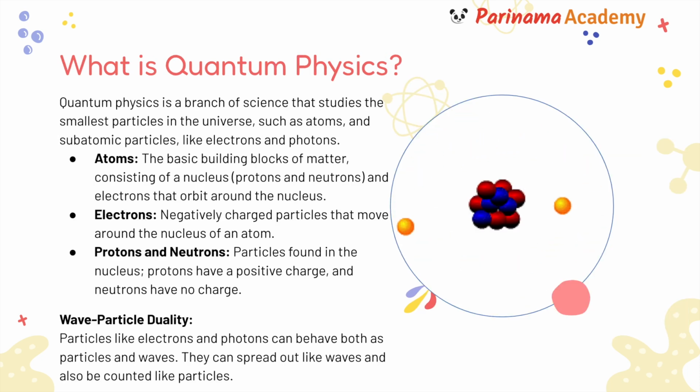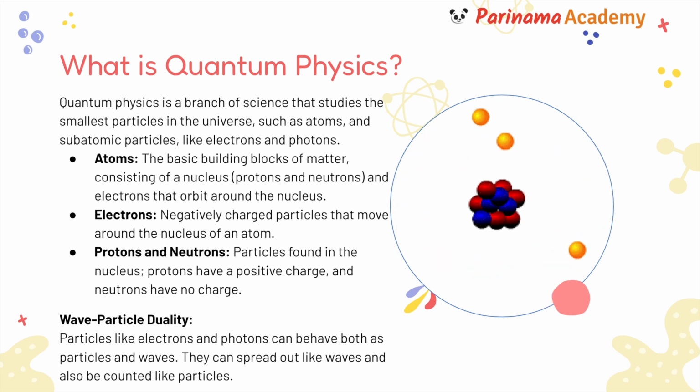Quantum physics is a branch of science that studies the smallest particles in the universe, such as atoms and subatomic particles like electrons and photons. Atoms, the basic building blocks of matter, consist of a nucleus, which is made up of protons and neutrons, and electrons that orbit around the nucleus. Electrons are negatively charged particles that move around the nucleus of an atom. Protons and neutrons are particles found in the nucleus. Protons have a positive charge and neutrons have no charge.